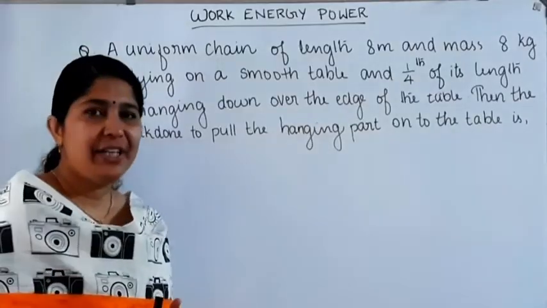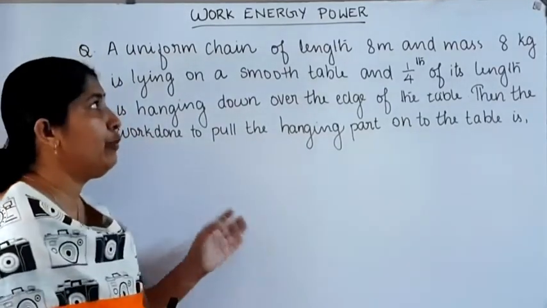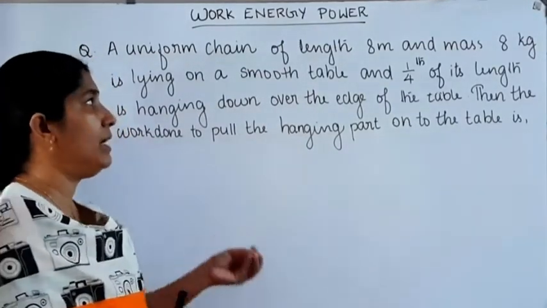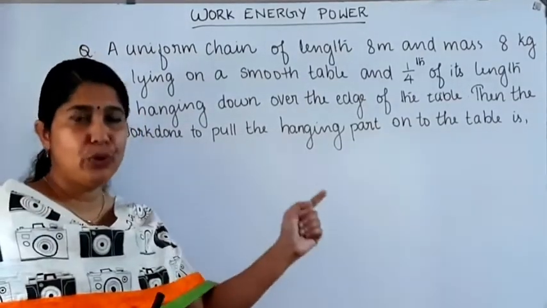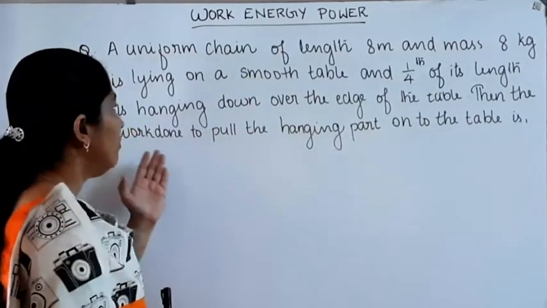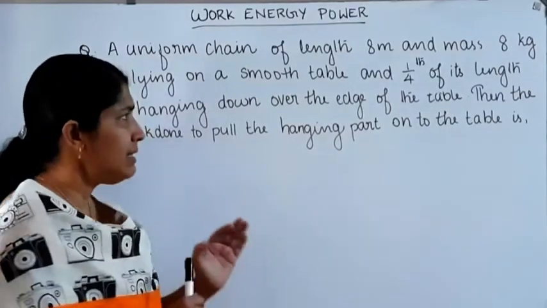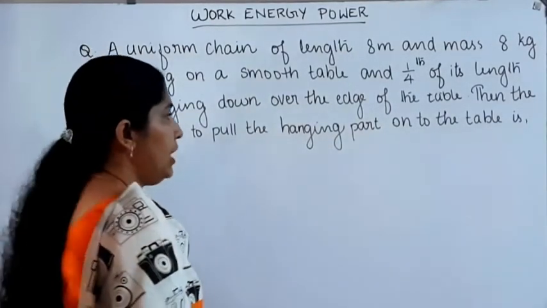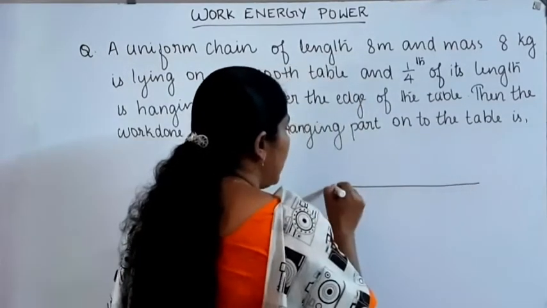Our next question is similar to the previous question. A uniform chain of length 8 meter and mass 8 kg is lying on a smooth table. One-fourth of its length is hanging down over the edge of the table. Then the work done to pull the hanging part onto the table is, just similar to the previous question.